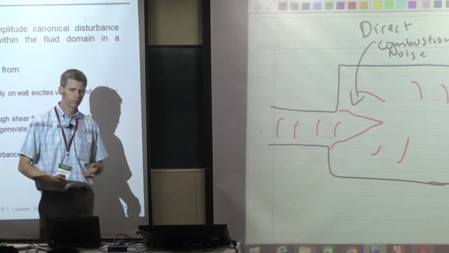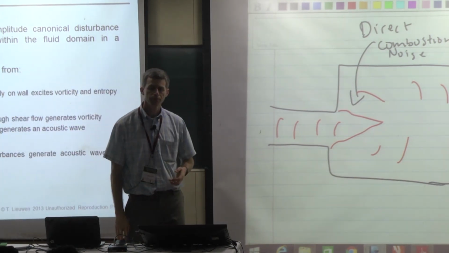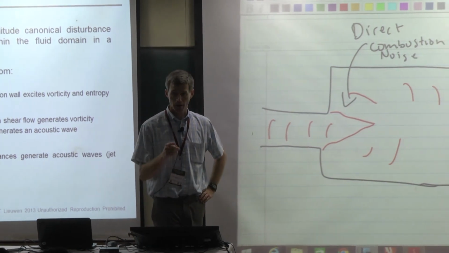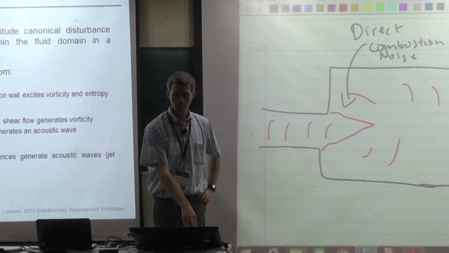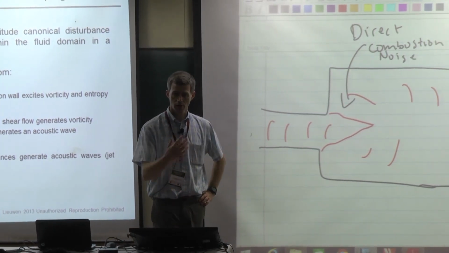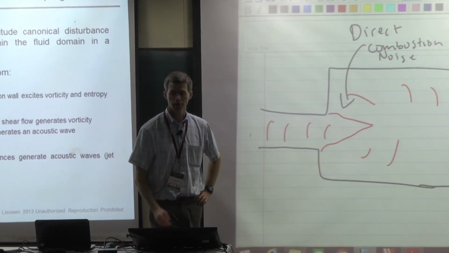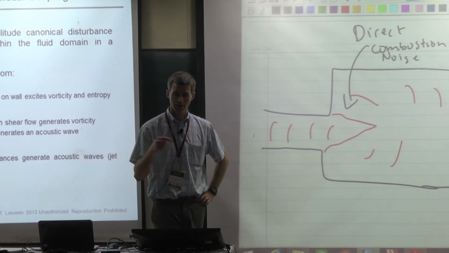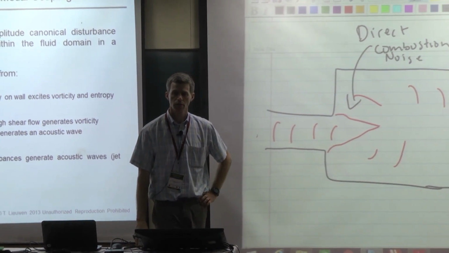Direct combustion noise is the same thing as broadband dominant fluctuation. So the direct combustion noise is induced by broadband velocity fluctuations that cause oscillatory heat release, which give you direct combustion noise. It's not the same, but that's the mechanism for direct combustion noise.